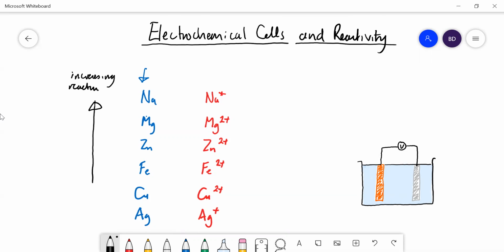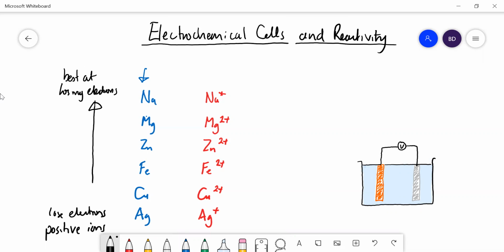Now, what do metals do when they react? They lose electrons. And when they lose electrons, they're going to form positive ions. That's kind of a chemistry definition of a metallic element, one that can form a positive ion when it reacts. So that means sodium is the best at losing electrons, and Ag down at the bottom there is silver. That's the worst one at losing electrons. That's got the lowest tendency to give away electrons.